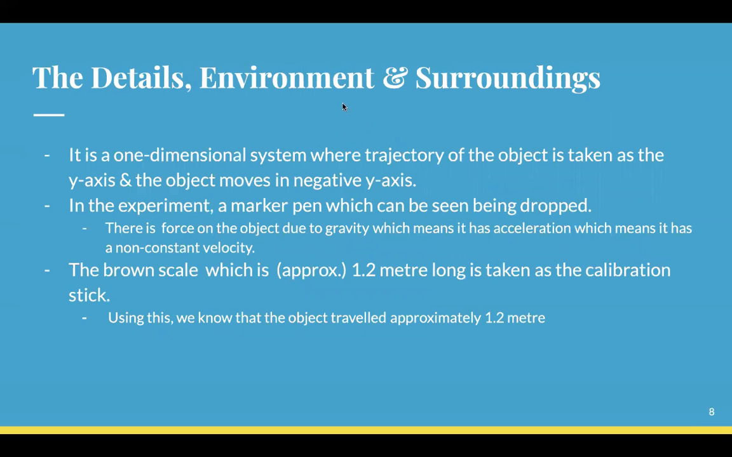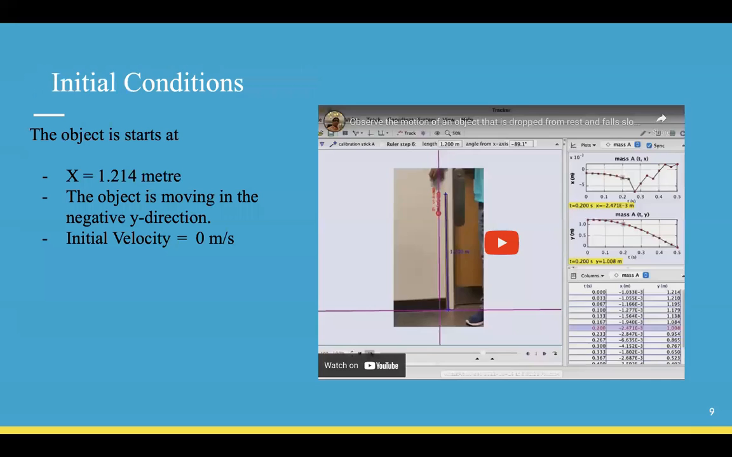I have taken the brown scale that you can see in the video, which is about 1.2 meters long, as a calibration stick. In the experiment, a marker can be seen being dropped. It is a one-dimensional system where the trajectory of the object is taken as the y-axis. The object moves in the negative y-axis.